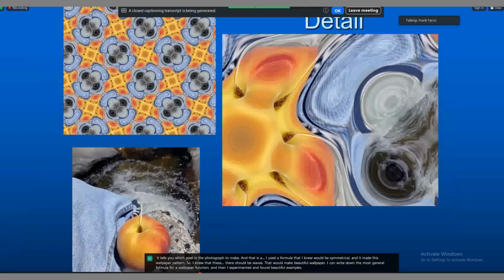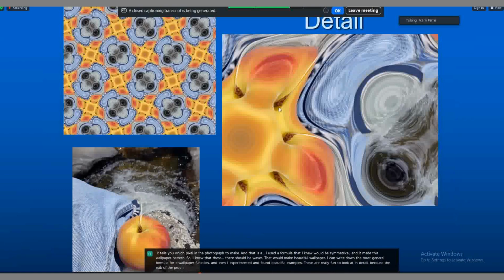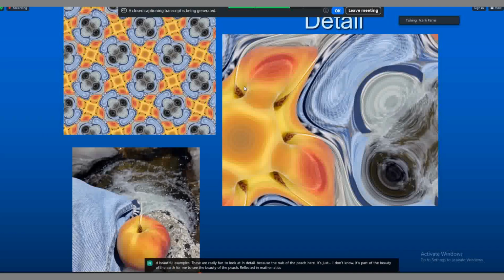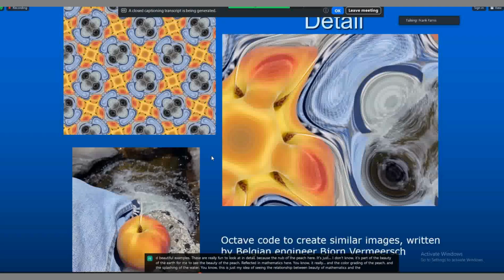These are really fun to look at in detail, because the nub of the peach here, it's part of the beauty of the earth for me to see the beauty of the peach reflected in mathematics here. And the color grading of the peach, and the splashing of the water. This is just my idea of seeing the relationship between beauty of mathematics and beauty of the world.